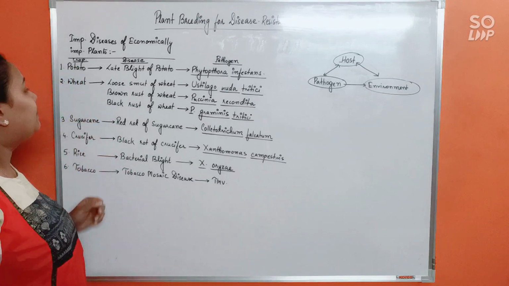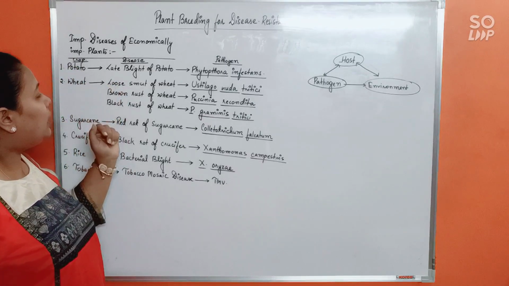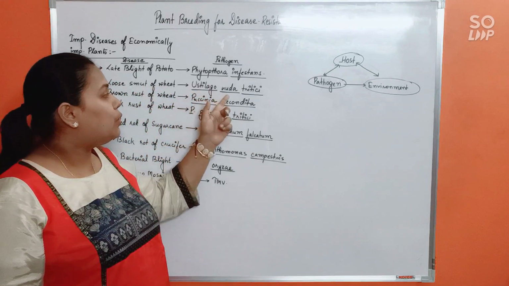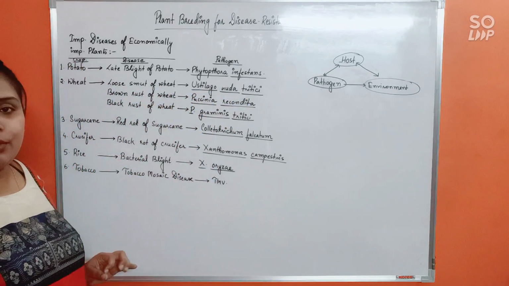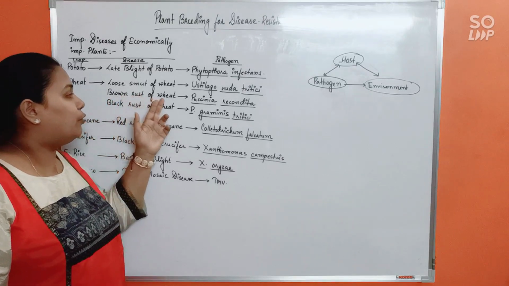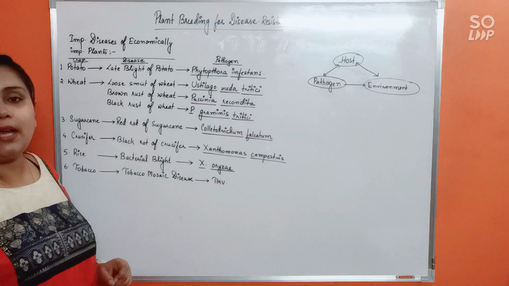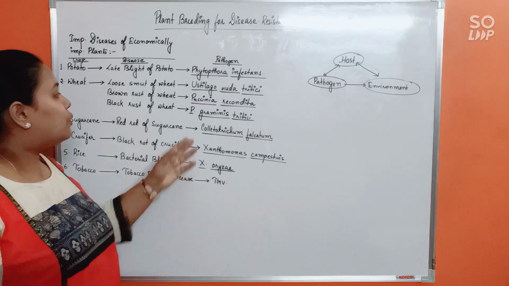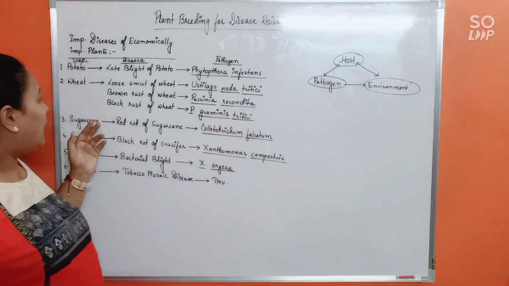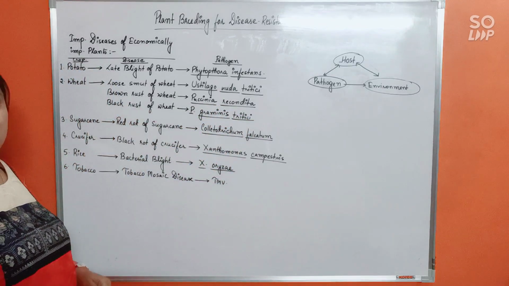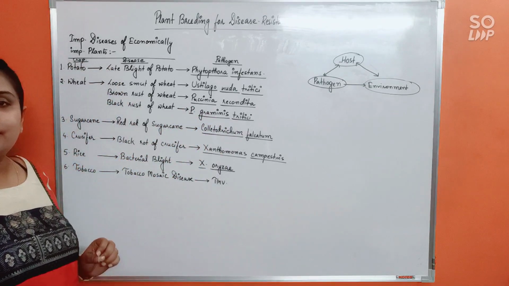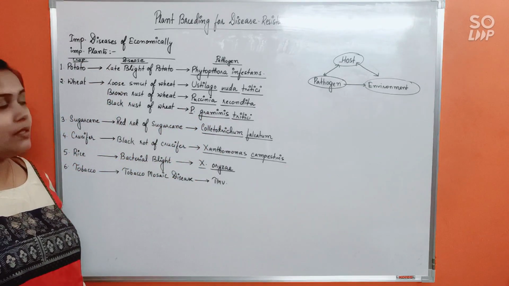Next is wheat. The various diseases in wheat are loose smut of wheat, caused by Ustilago nuda tritici, again another fungus, a Basidiomycete. Brown rust of wheat. Rust disease is caused by Puccinia, so the causative organism is Puccinia recondita. Then black rust of wheat, caused by Puccinia graminis tritici. That is also a fungus, again a Basidiomycete.